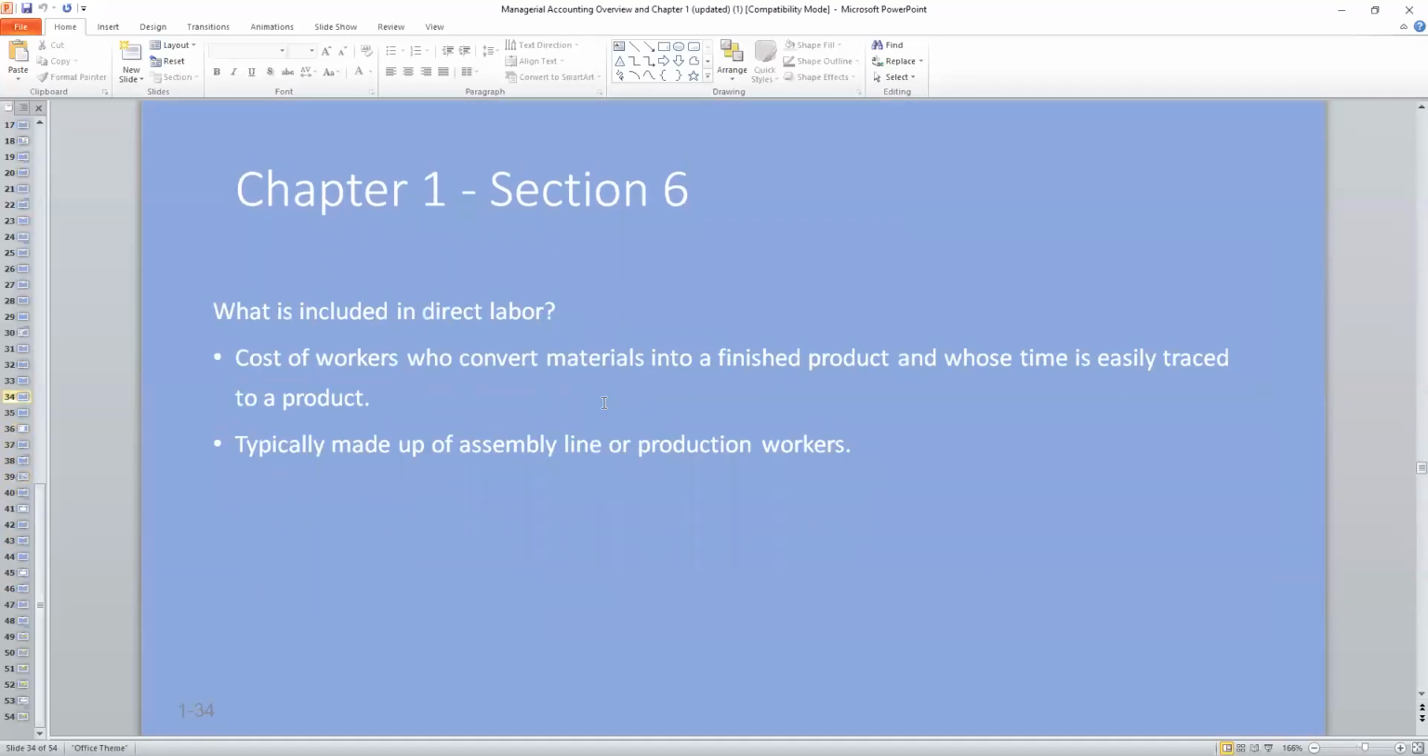So really the focus in Chapter 1 is to go through the first 5 or 6 sections.